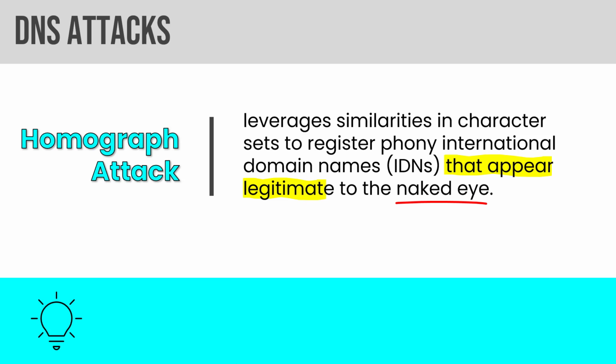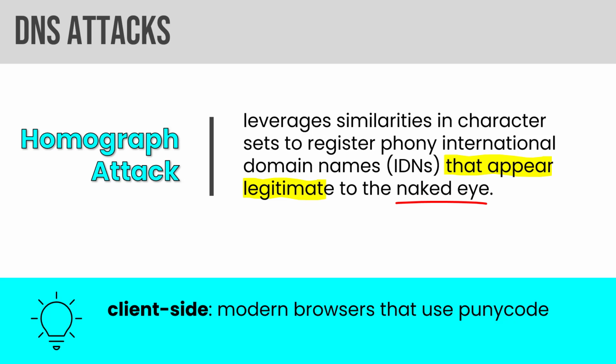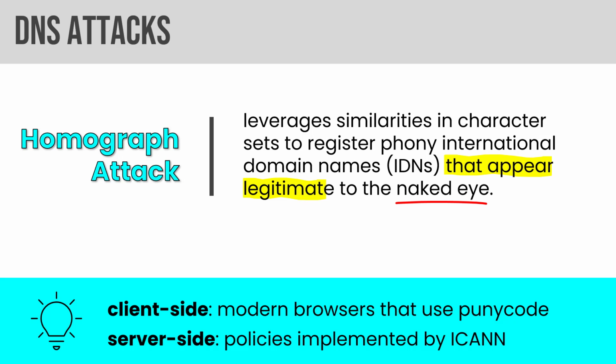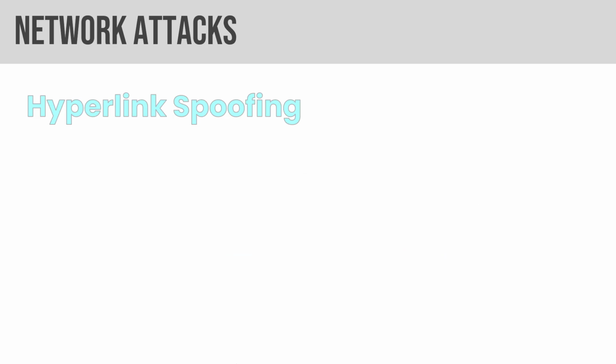Now, there are some effective countermeasures here. On the client side, modern browsers use Punycode. Punycode is a method of representing Unicode characters with the smaller ASCII subset. Another, less common solution, I think, would be to simply deny access to all IDN sites. On the server side, we're really relying primarily on policies implemented by ICANN, and these generally prohibit international TLDs from containing non-Latin characters. So, bottom line, update your browser regularly. If you're using a modern browser that's up to date, you should, generally speaking, be in pretty good shape.